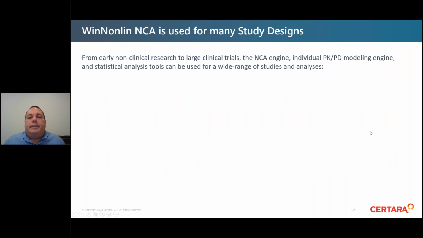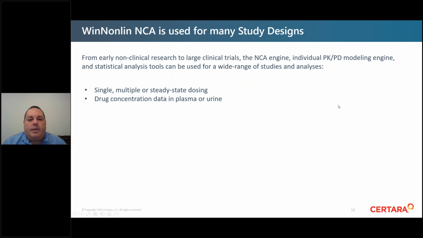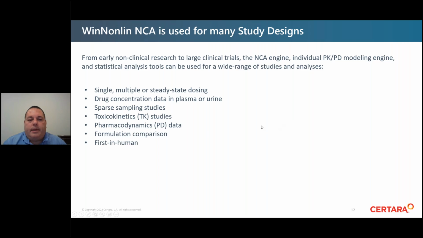For early non-clinical research to large clinical trials, the NCA engine and statistical analysis tools can be used in single, multiple, or steady state dosing studies, drug concentration in plasma or urine, sparse sampling studies, as well as toxicokinetic studies, pharmacodynamics data, formulation comparison, first in human dosing, single and multiple ascending dose, drug-drug interactions, and bioequivalence studies.